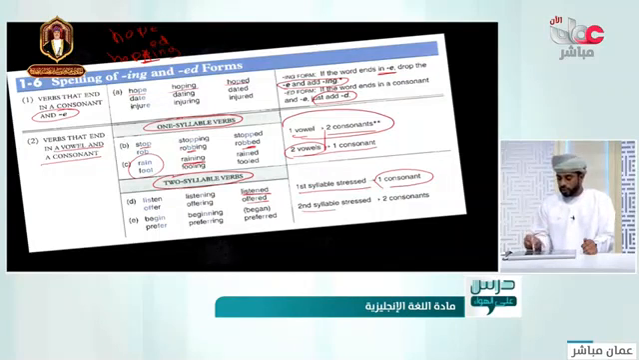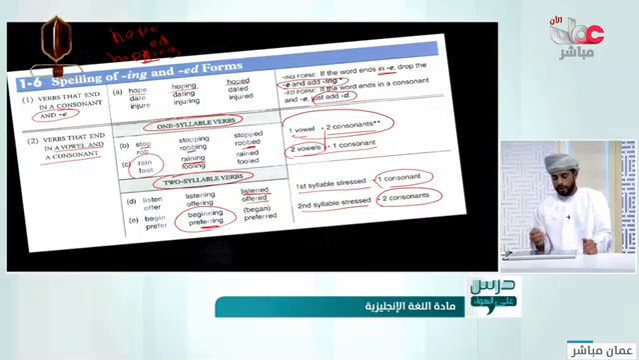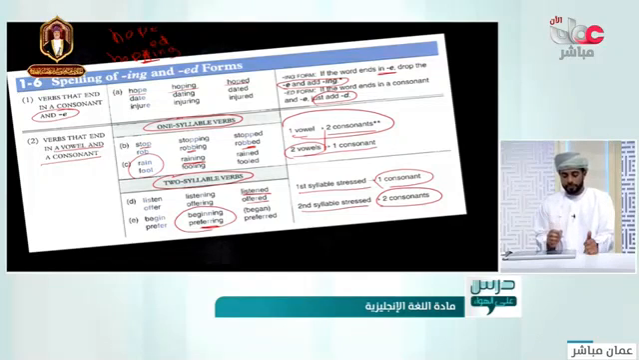But if the stress is on the second syllable, like begin or prefer, I'm stressing the second syllable, prefer. So what should we do? As I said, we double the consonant in here. Like preferring, beginning, and preferred. So again, if it is a two syllable verb, if the stress is on the first syllable, we don't double the consonant. If the stress is on the second syllable, we double the consonant. Nice.